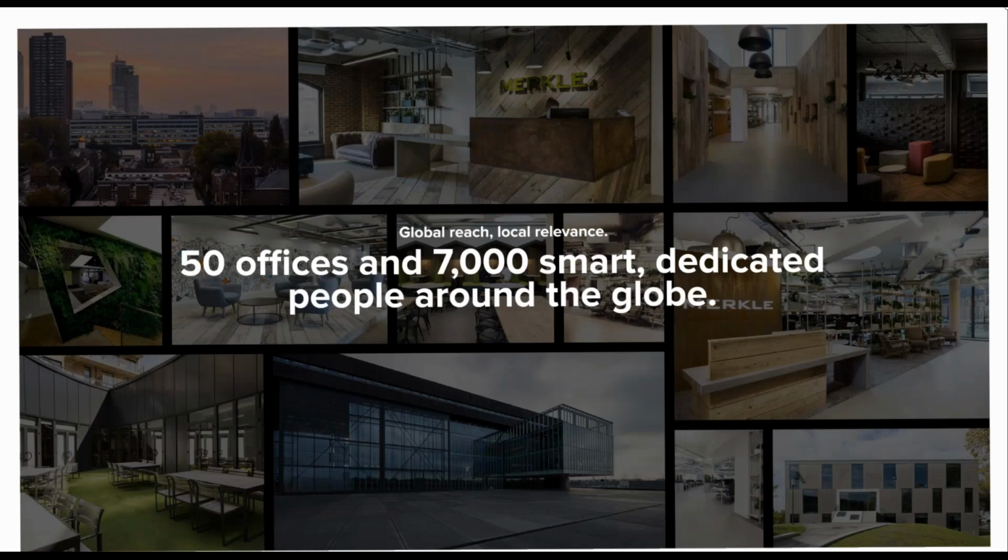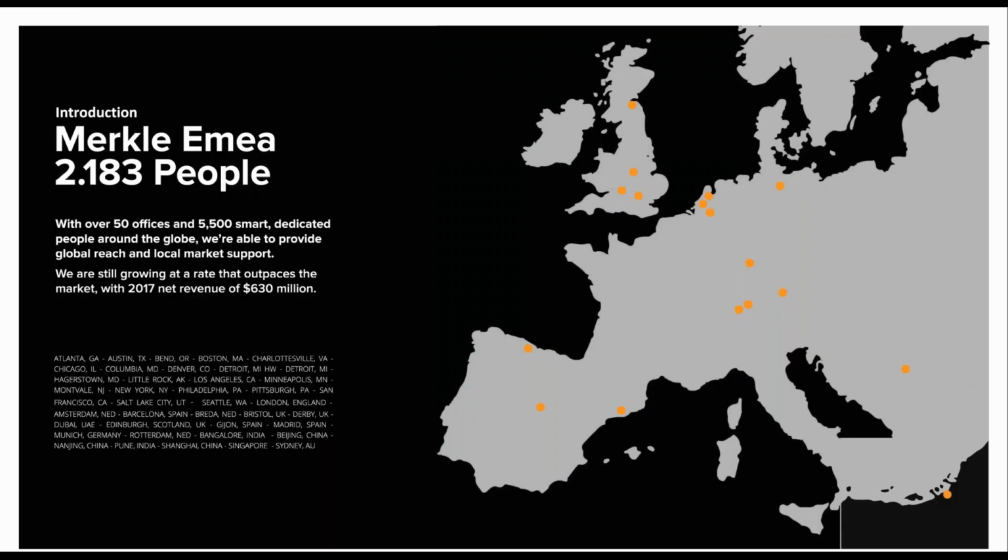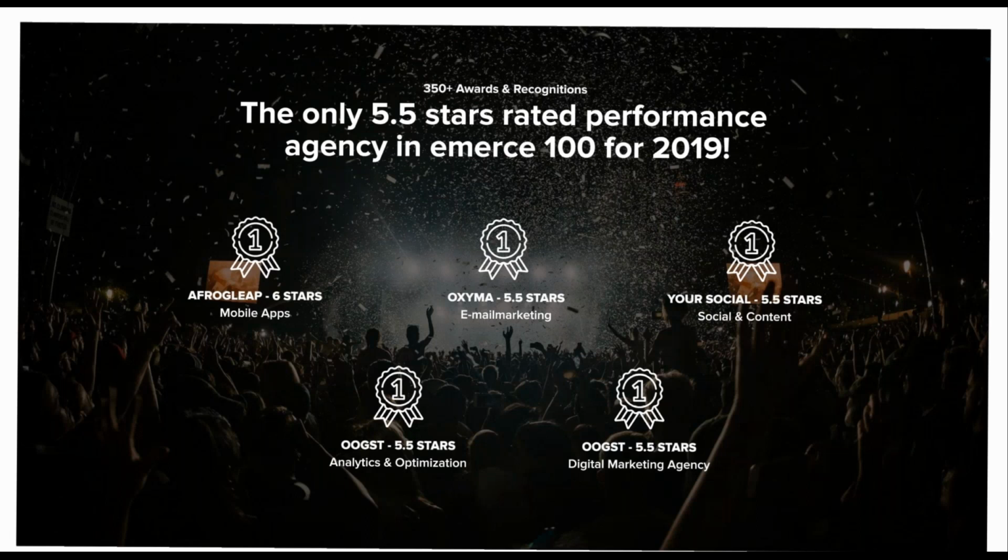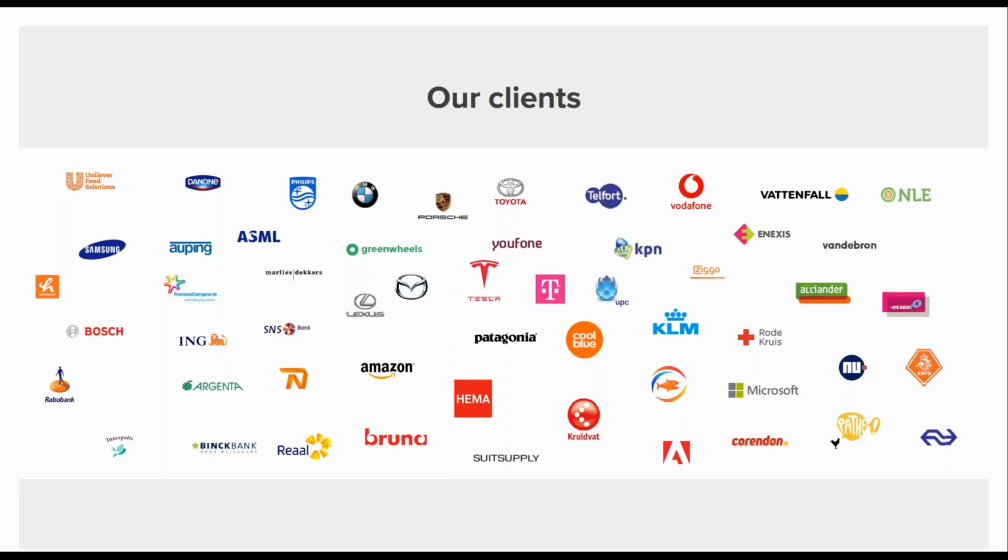So yeah, we're from Merkle. We're a global marketing agency, and we have offices around the globe. When you look at Europe, we have offices in Great Britain, the Netherlands, Spain, Germany, lots of people, but we're actually located in Amsterdam, where we used to be Oogst, and together with our former brothers and sisters, Frogleap, Optima, and Your Social, we've merged into Merkle the Netherlands, and we are still part of the digital marketing agency in the Netherlands, where we service multiple brands and help them with digital analytics as well as optimization programs.